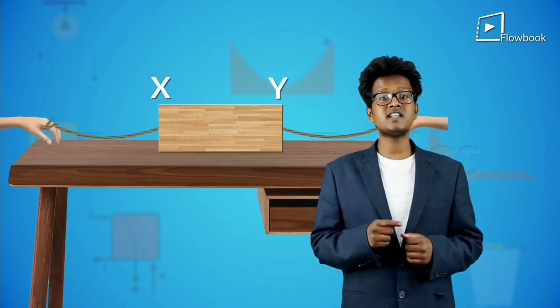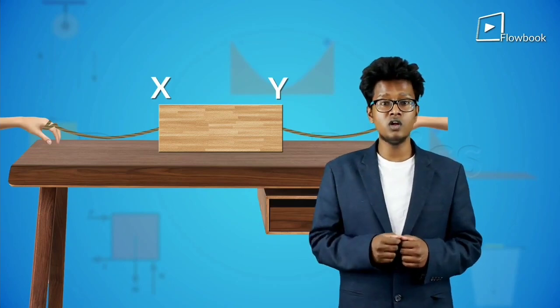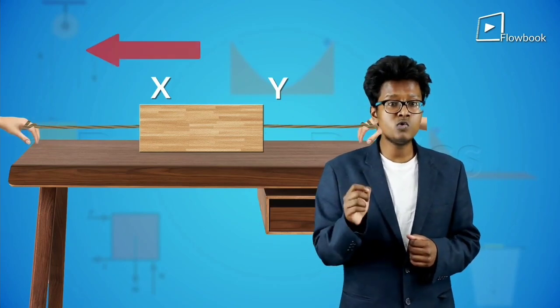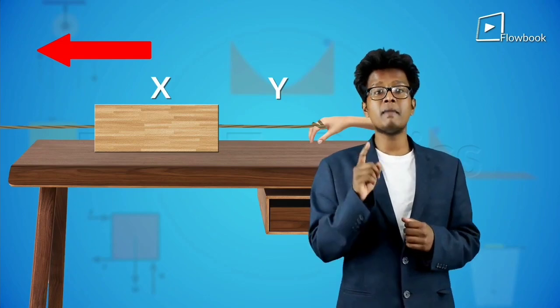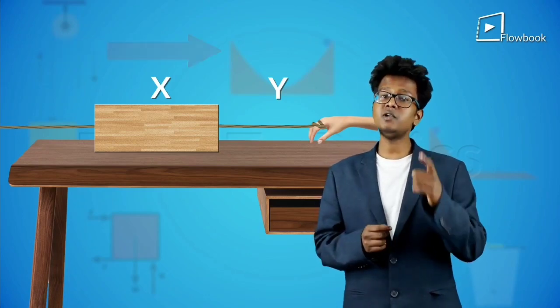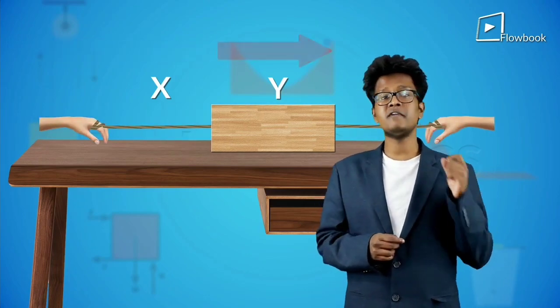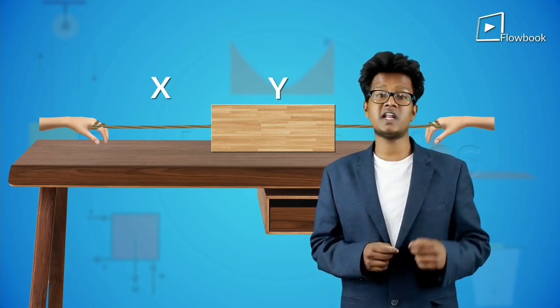If you place a wooden block on a horizontal table with strings X and Y tied to the two ends of the wooden block, the block will start to move if we apply force by pulling the string X. Similarly, it will start moving to the left if you apply a force by pulling the string Y.